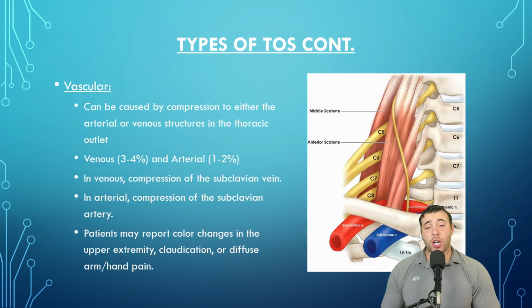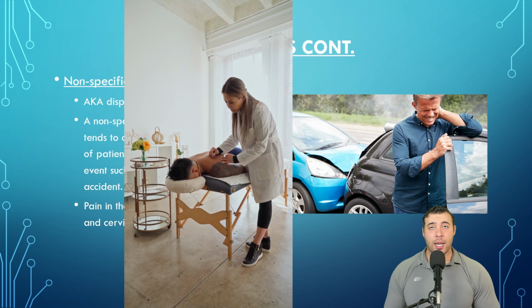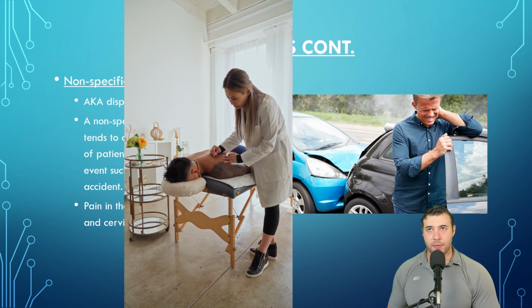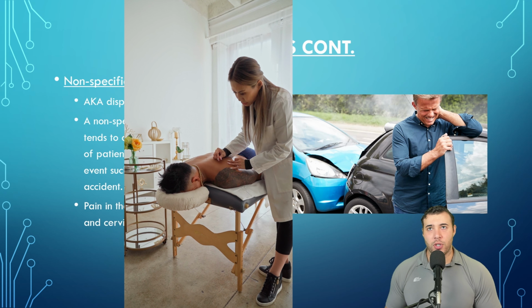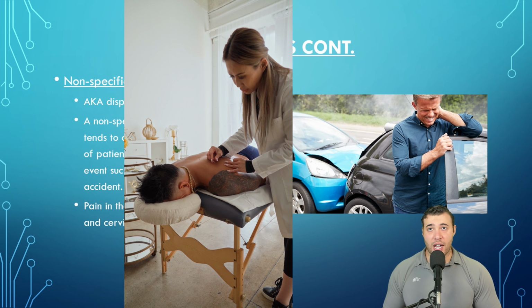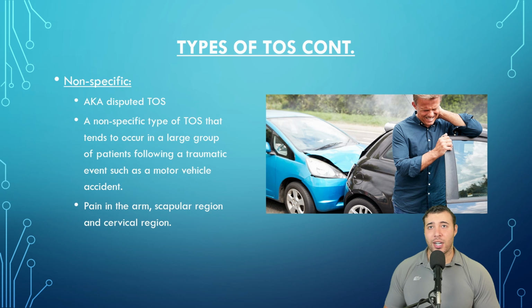Patients may report color changes in the upper extremity, claudication, or diffuse arm or hand pain. Changes in color can be like a bluish tint to the hands or arms, which shows that there are some vascular issues on that side. The third type of thoracic outlet syndrome is nonspecific, also known as disputed TOS. Disputed TOS tends to occur in a large group of patients following a traumatic event such as a motor vehicle accident. They'll usually have pain in the arm, the scapular region, and even the cervical region.